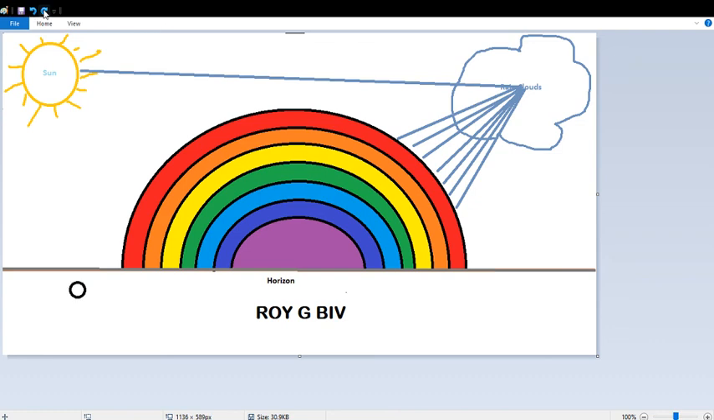Now, the only way you can really see a rainbow is if the conditions are right. After a rainstorm, the clouds are on one side of the sky, the sun is on the opposite side of the sky, and the sun has to be behind you, to your back. So this is you standing down there, and the sun is to your back. You're looking at a beautiful rainbow.